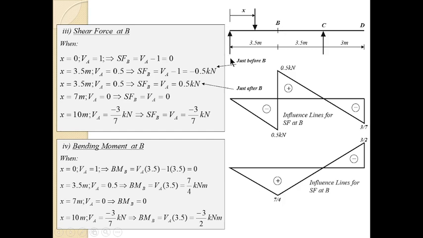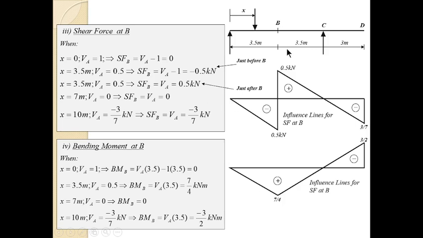The first one is the reaction at A, VA, which is going up. This is VA minus the 1 kilonewton load that will be on top of VA, and the 1 kilonewton load is coming downward. That's why it is minus. So we now have VA minus 1, and VA is 1. So 1 minus 1 is 0. That gives us the shear force at point B as 0. So if you come here to the shear force diagram, this point is 0.